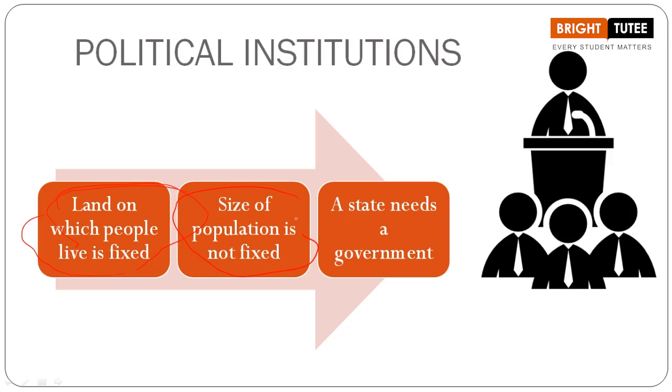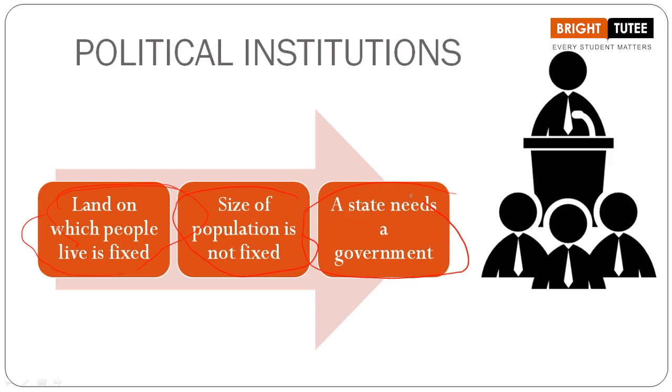Okay. Another important point here is that a state needs a government. Like I told you, we can't imagine a state without any government. Now, if there is a state without any government, what kind of situation will there be? It would be like an anarchy. Now, when I use the term anarchy, what does that mean? It means a situation where there is no government, absence of government.